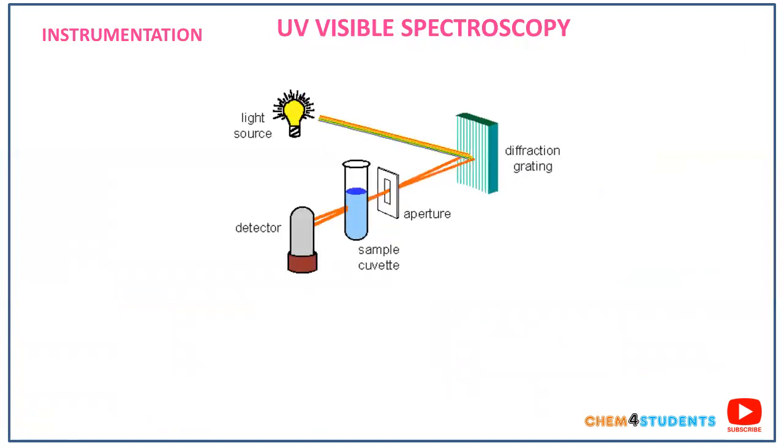Let's go to the instrumentation part. Here we can see four important instrumental components. The first one is the light source, then monochromators, sample cuvette, and detectors. Monochromators include diffraction gratings and apertures, and these two components are commonly called monochromators.